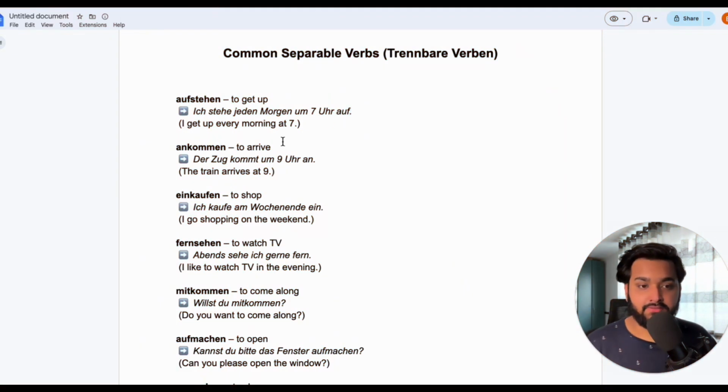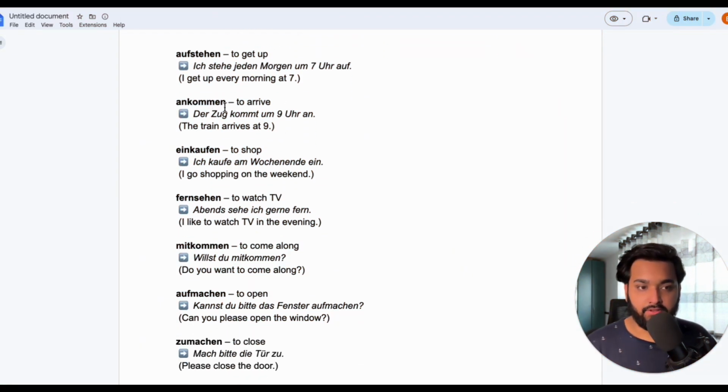Let's continue with the next one. Ankommen means to arrive. Der Zug kommt 9 Uhr an. The train arrives at 9. As you can see, the subject is der Zug, and we have conjugated kommen to kommt because der Zug is masculine, and for masculine you say kommt. Then at the end we have the prefix an.